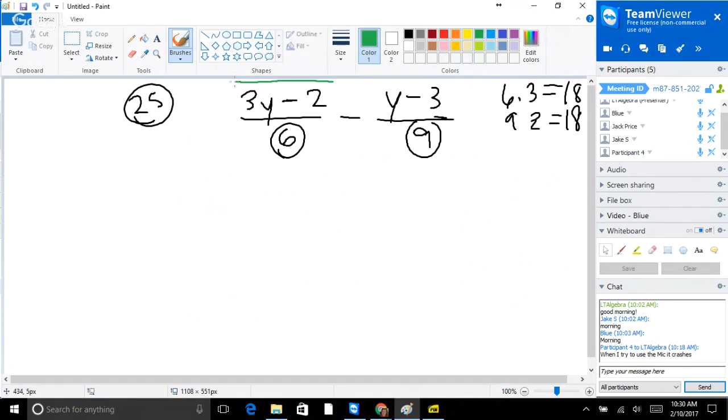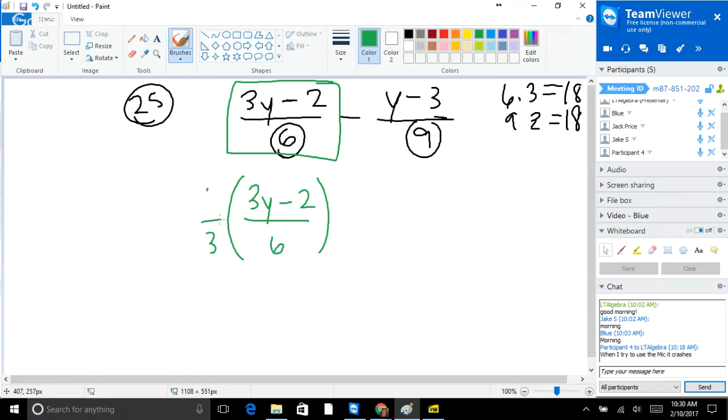So first I'm going to look at my first one. I have 3y minus 2 over 6. And how am I going to turn that into 18? I have to multiply 6 times 3, right? And I also have to multiply the top by 3, because I can't just randomly multiply by 3. This is like multiplying by 1. Okay, minus, now my second one is y minus 3 over 9.